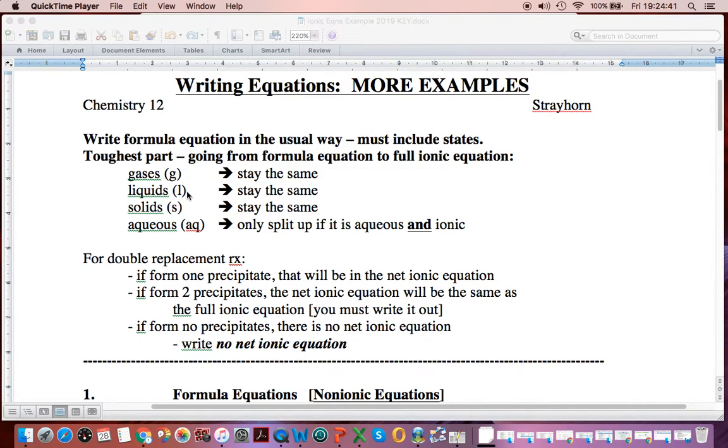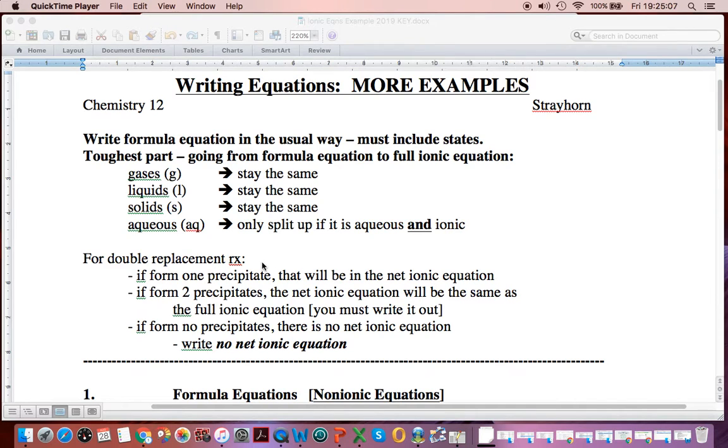Anytime you see a gas, liquid, or solid, you leave it in the formula equation. It stays exactly the same. You don't have to split it up. Anytime you see something that's aqueous and ionic, then it will split up. Now we have things that are aqueous and covalent. We call those molecular, and those things would not split up. So it's got to be both aqueous and ionic.